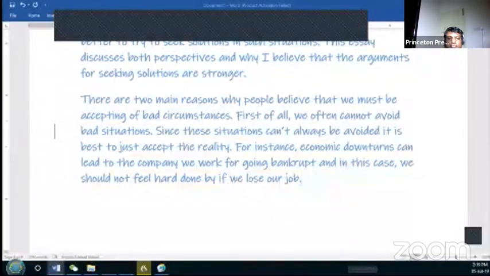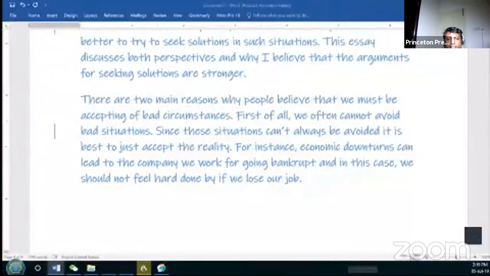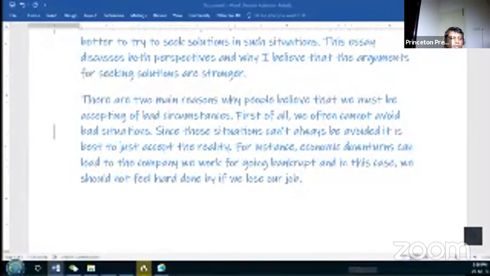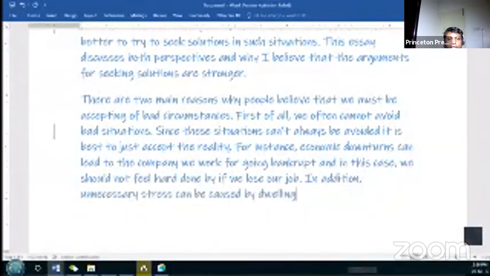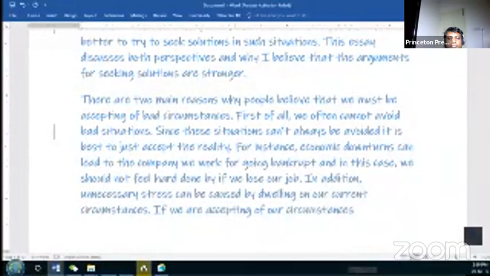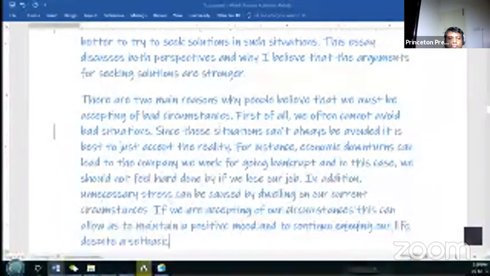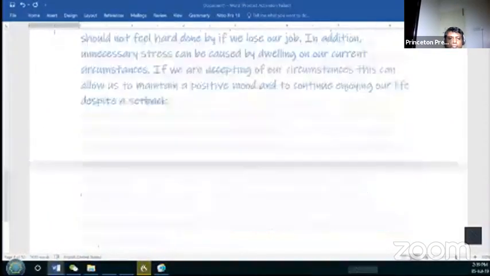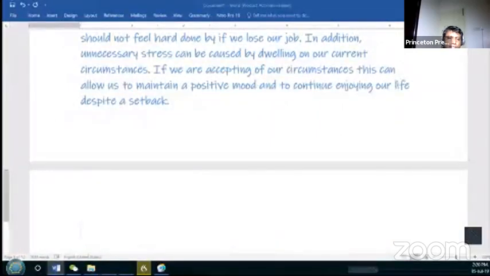These linking phrases are essential for getting a good score for cohesion and coherence. In addition, unnecessary stress can be caused by dwelling on our current circumstances. If we are accepting of our circumstances, this can allow us to maintain a positive mood and continue enjoying our life despite a setback. Okay, so that's the paragraph done, and now we're going to move on to body paragraph 2.